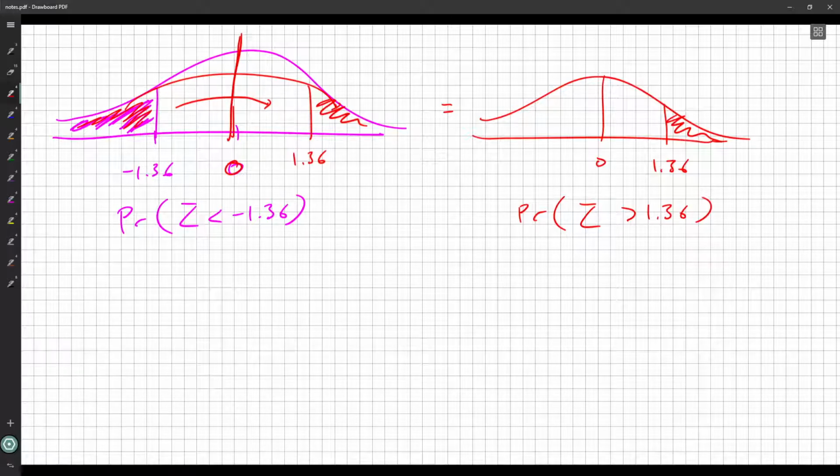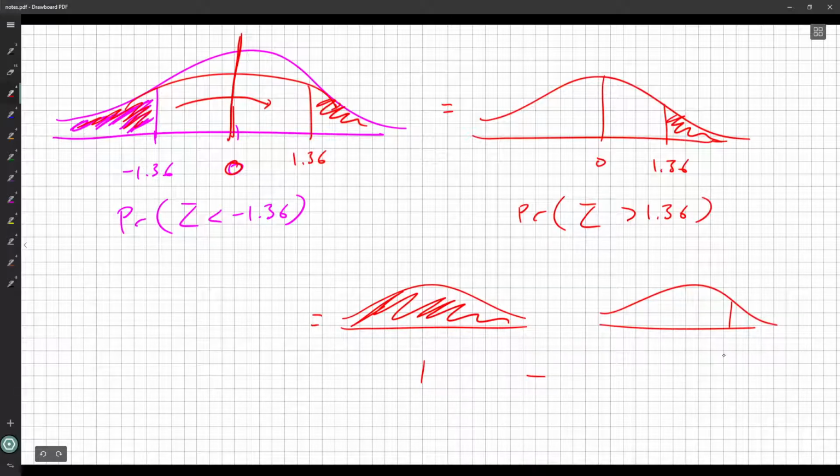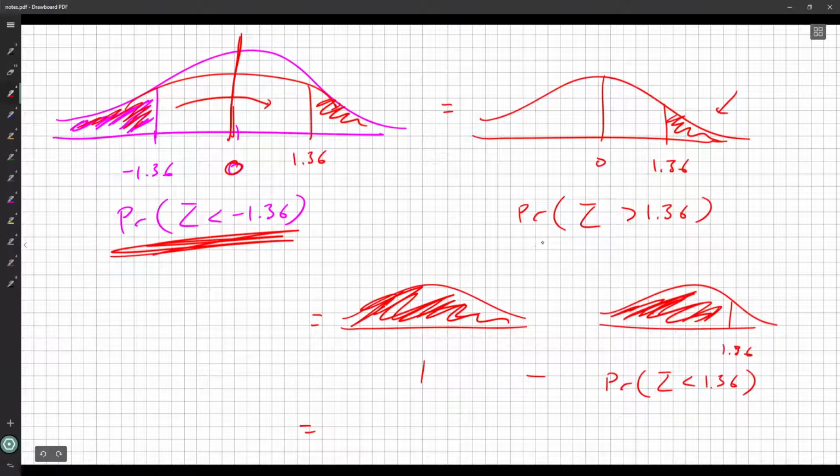But again, the table only tells us so much. The table only allows us to work with areas that are to the left of positive z-scores. So we're going to take the whole area under the bell curve, which is 1, and take away the area that we can look up, the area to the left: the probability that z is less than 1.36. You take the full thing, take away this whole little bit, and you'll be left with just this probability. So the numerator we want is the same as 1 minus this probability that can be looked up in our table.